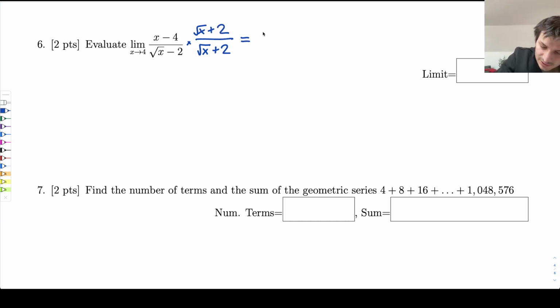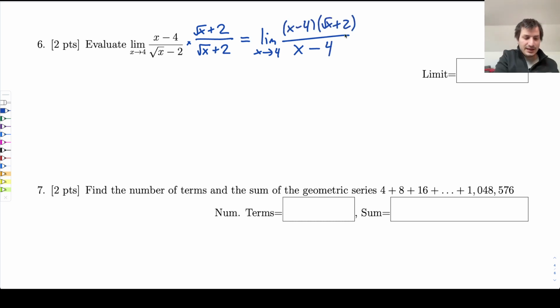So this will be equal to the limit as x goes to 4. On the bottom, we have a difference of squares. We have square root of x squared is just x, and minus 2 squared is 4. So the bottom becomes x minus 4, and the top is this multiplication. And this is where the miracle happens. The top and the bottom perfectly cancel out. X minus 4 on the top and the bottom, those cancel out to give you this nice limit, square root of x plus 2.